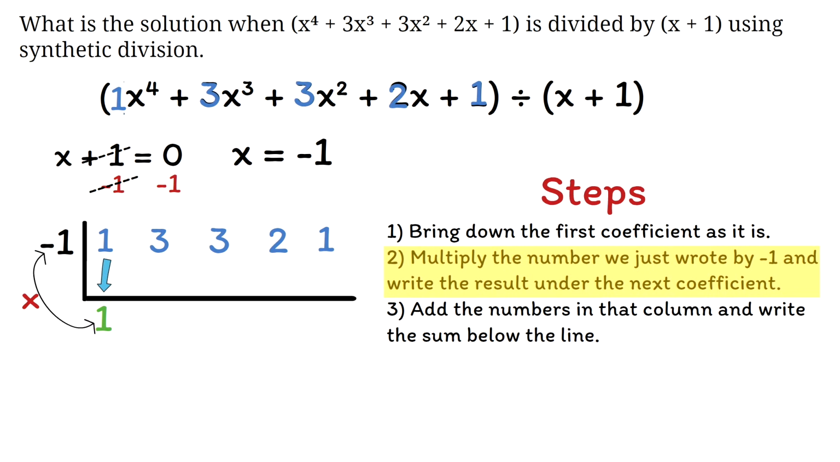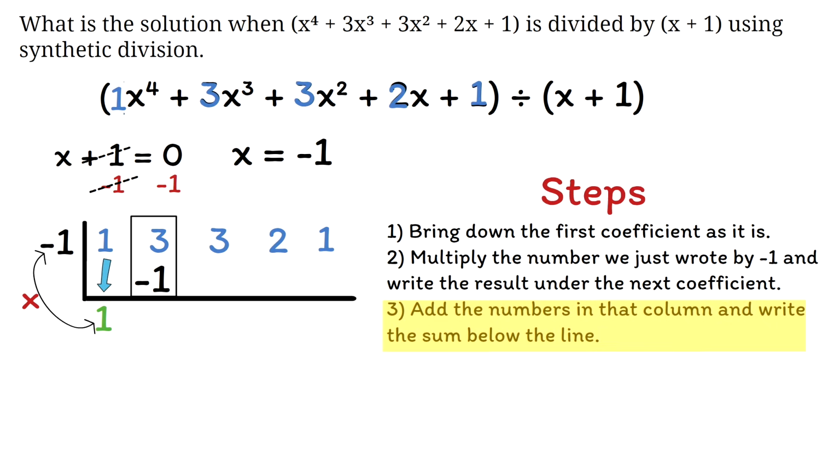Minus 1 times 1 is minus 1. So we write the minus 1 under the next coefficient, which is 3. Step 3, add the numbers in the column and write the sum below the line. 3 plus minus 1 gives us 2.